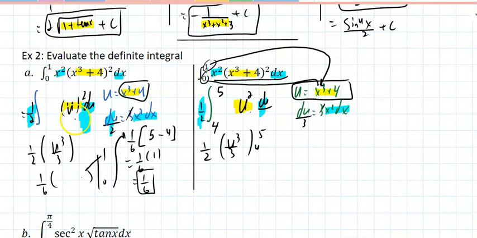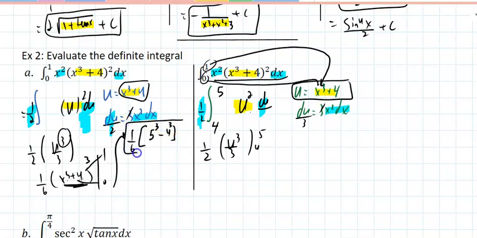My mistake. Actually, what I put there was fine, but it was supposed to be cubed. So when I put 1 in, 1 plus 4, that's 5 cubed. When I put 0 in, minus 4 cubed. Right? And on a test, you could leave it like that. That's not a problem. Or you could work it out. It's not that big of a deal.